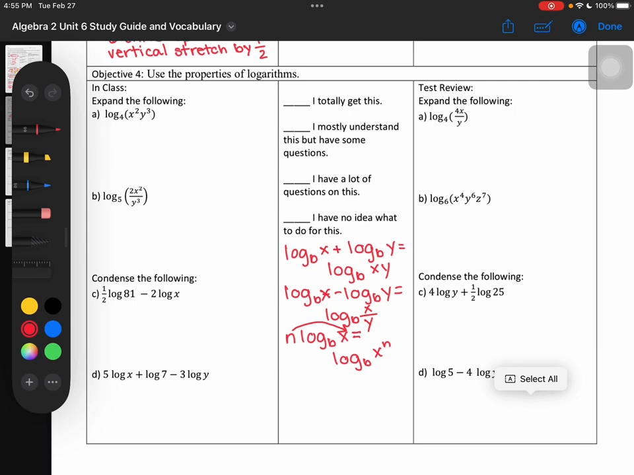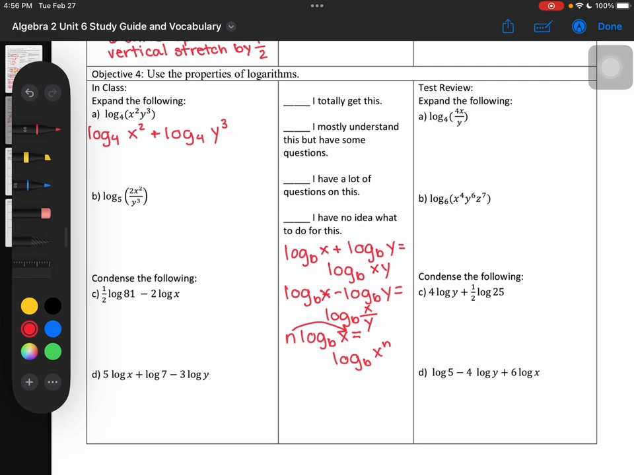So, we're going to apply that here, and when we're expanding, it means we want to take a log that's been all put together, and we are going to write it separately. So here, when we expand, we start by separating the logs by either plus or minus signs first, and then we deal with any exponents. So since I see that the x squared and the y squared are being multiplied to each other, I'm just going to put a plus sign in between those logs. So it's log base 4 of x squared plus log base 4 of y to the third.